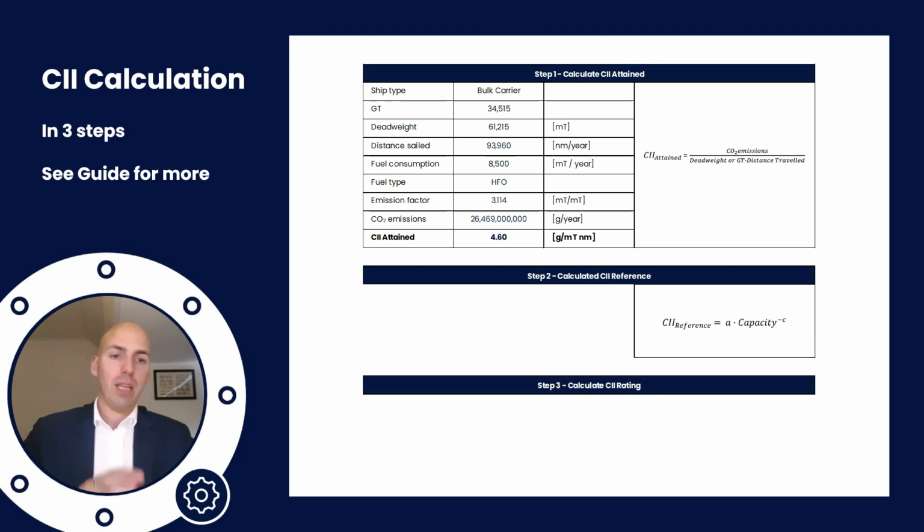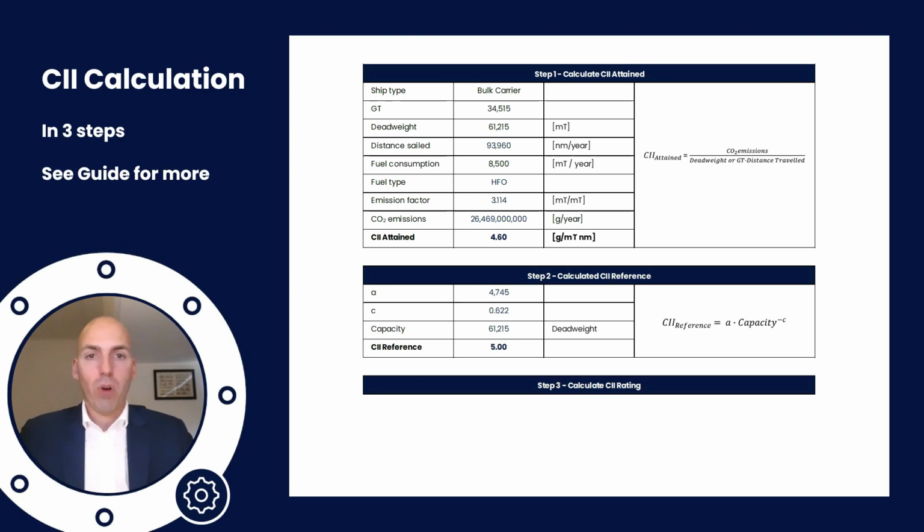CII reference is a number, A, multiplied by the capacity to the power of minus C. A and C are numbers based on your ship type. Again, in the guide is a very nice table where you can look up A and C for each ship type specifically. For our Boaty McBulk phase, the bulk carrier, we have 4.745 for A, 0.622 for C, and a capacity deadweight of 61,215.